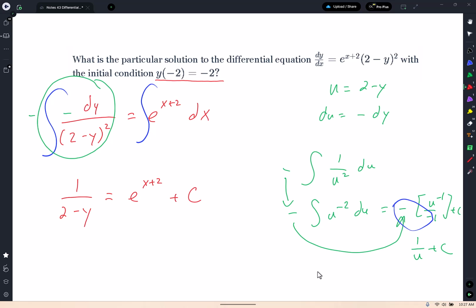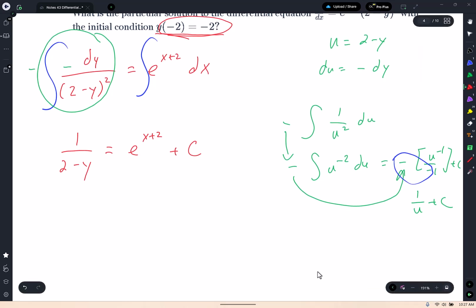Antiderivative of e to the x is e to the x. So antiderivative of e to the x plus 2 is e to the x plus 2. I'm going to plug in this. Maybe they're being nice. Negative 2, negative 2. I'm going to plug it in. 1 over 2 minus negative 2 equals e to the negative 2 plus c.